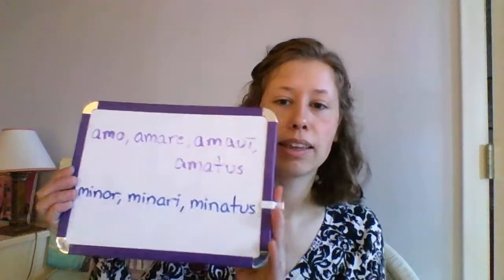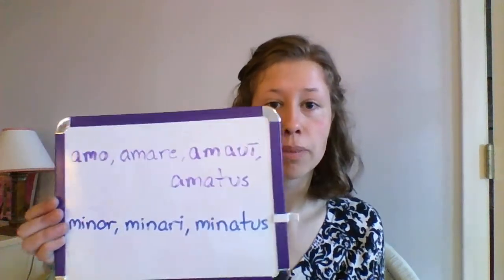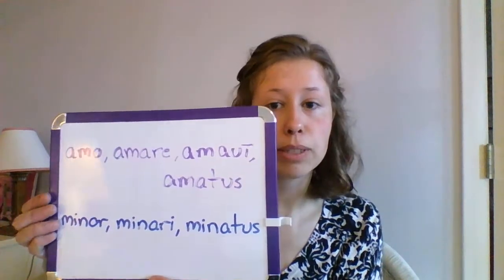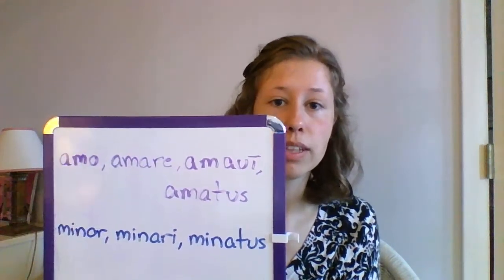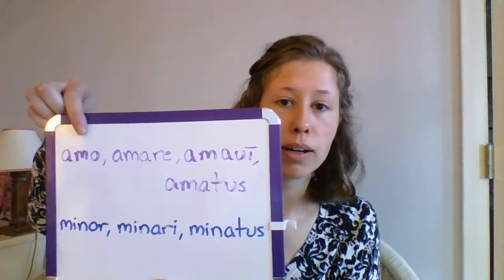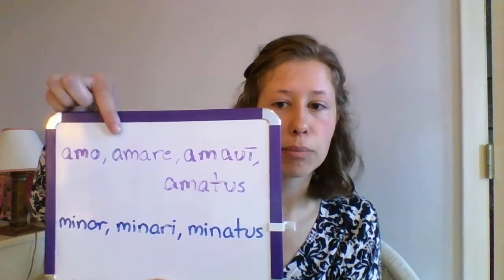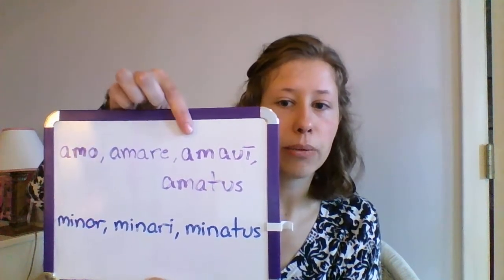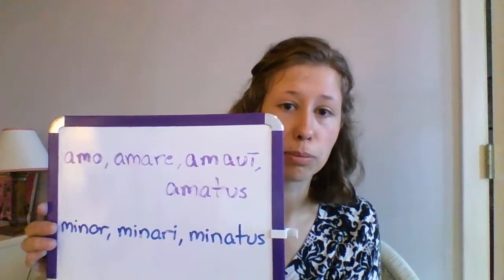So if you look at the principal parts of any given verb, for non-deponent verbs, you'll have 4 principal parts generally. So you'll have this first principal part, amo in this case, the second principal part, amare, amavi, and then amatus is the 4th principal part.